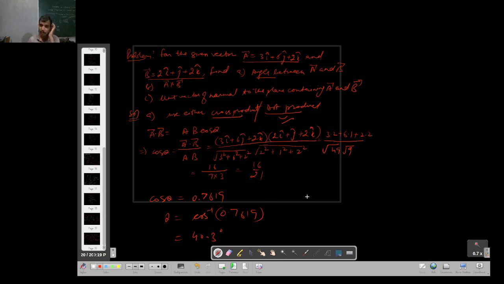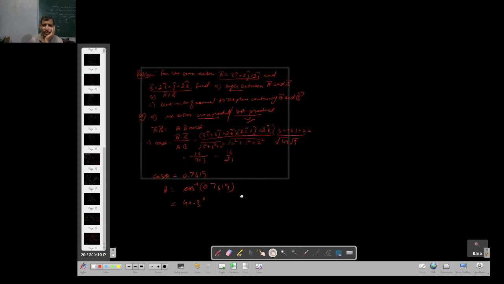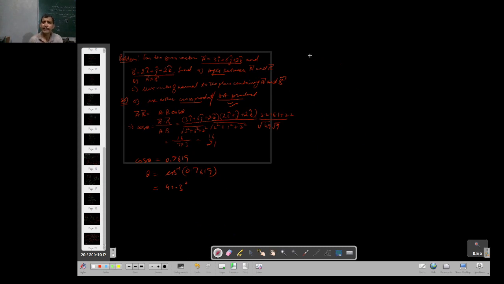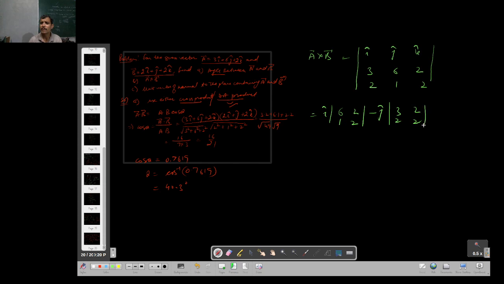Now I am interested in finding A cross B. To find A cross B, it can be written as a determinant with i cap, j cap, k cap and their components. The components of the first vector are 3, 6, 2, and for the second vector 2, 1, 2. I will solve this determinant. I consider this and the remaining part, so it is the determinant 6 1 2 2, minus j, omitting this row and column, so it is 3 2 2 2, then plus k, and here it is 3 6 and 2 1.